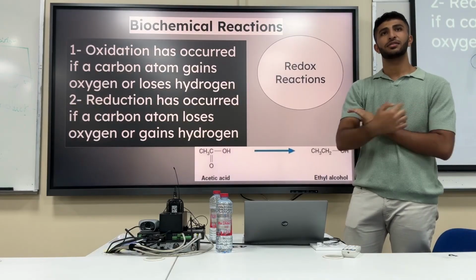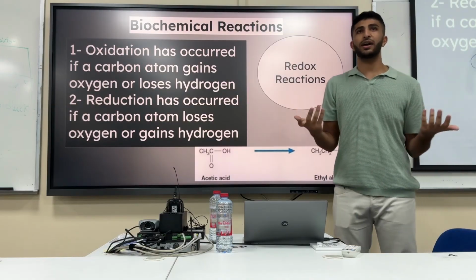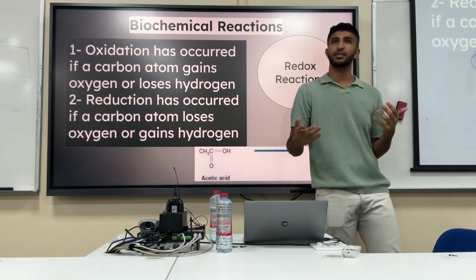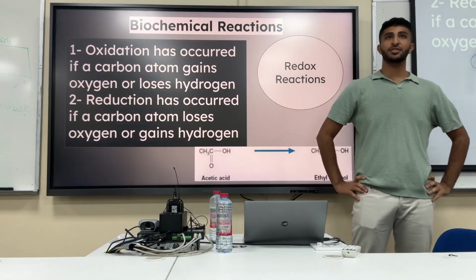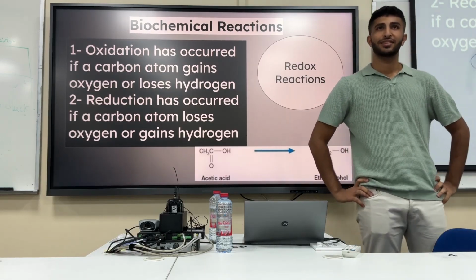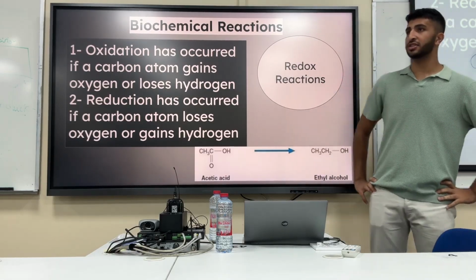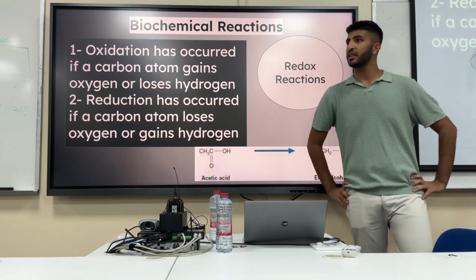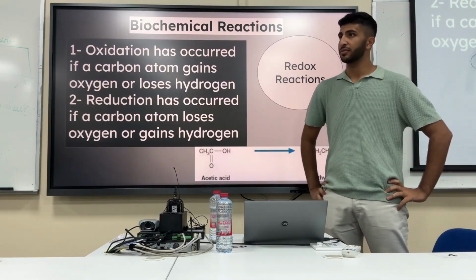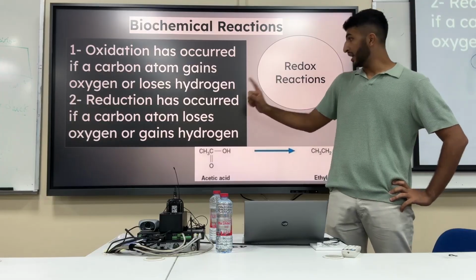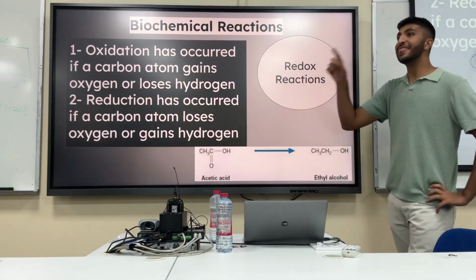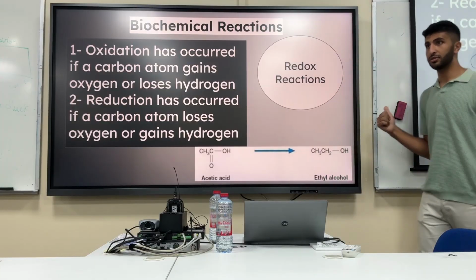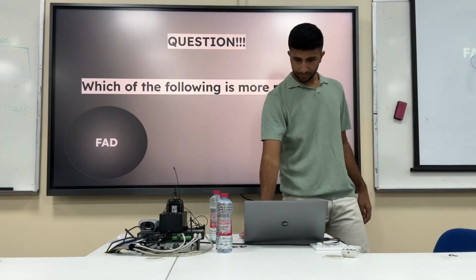Number of hydrogens and oxygens. What about it? Does it increase? Does it decrease? If it's oxidized, what happens? Less hydrogen, more oxygen. What happens in reduction for the amount of oxygen and hydrogen? In reduction, less oxygen, more hydrogen. Now we're going to see examples about it.